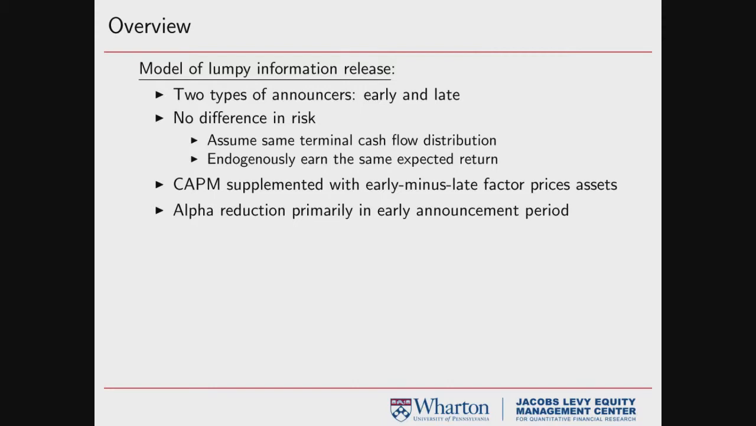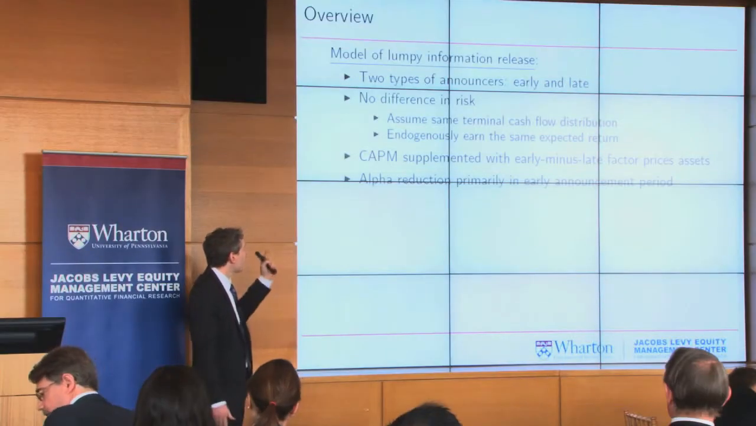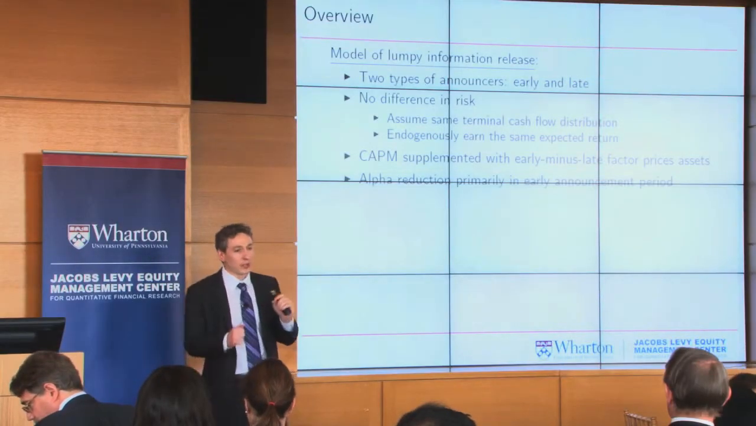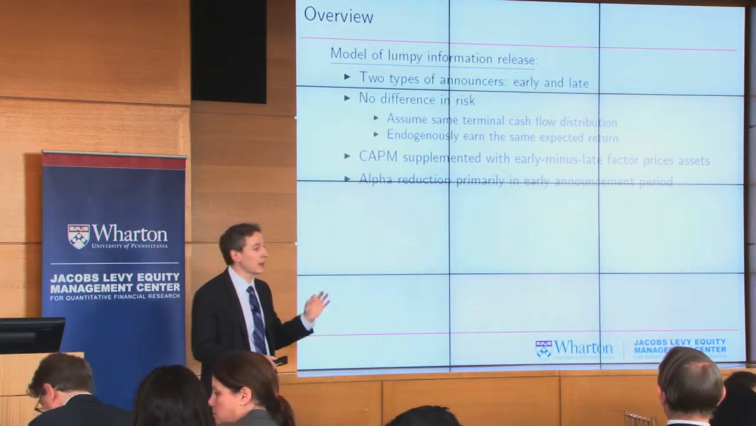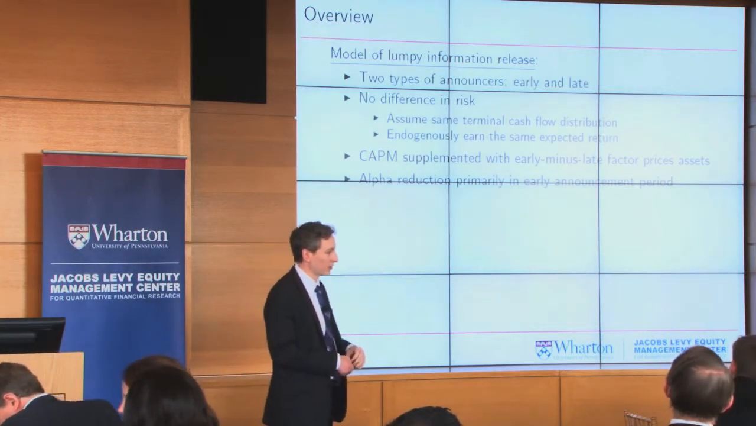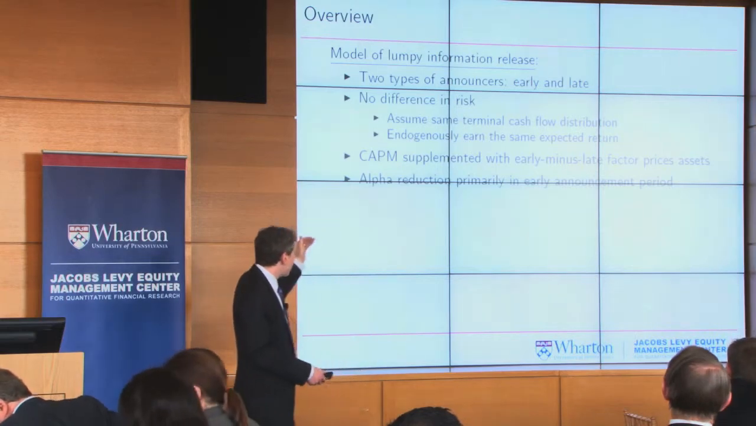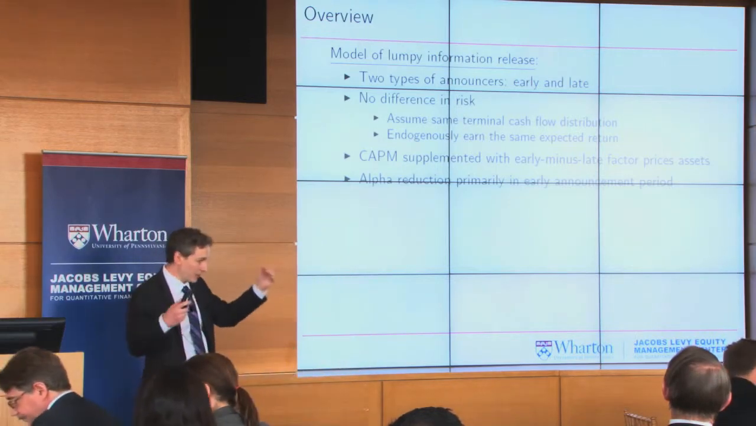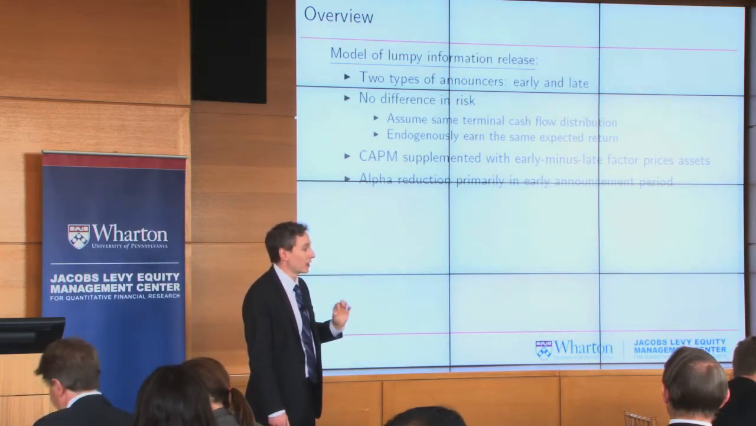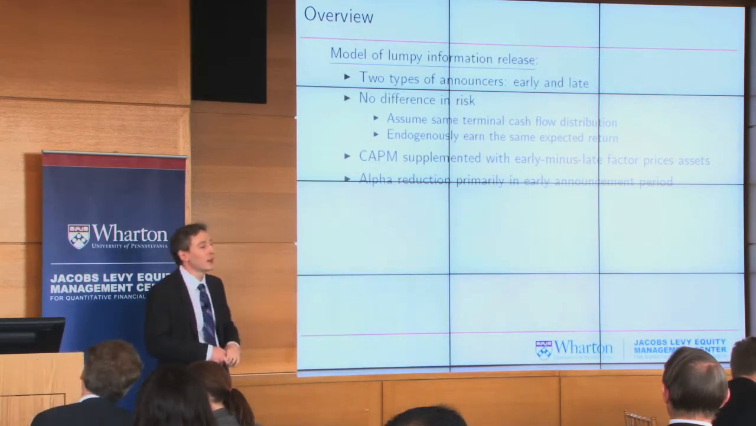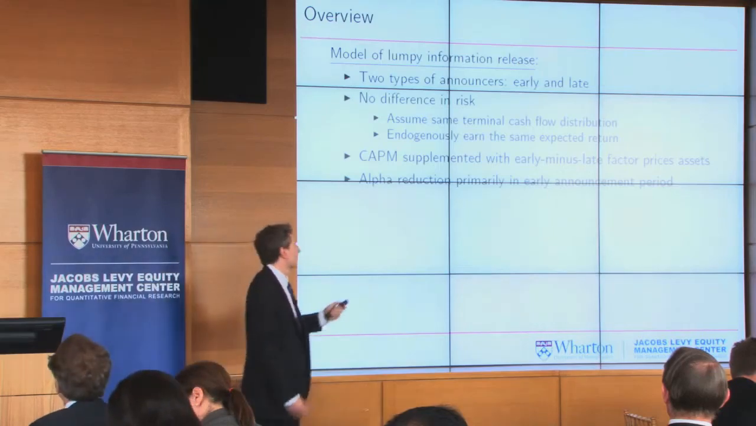To put this in perspective of where we're going with the data, we're going to think about firms that announce their earnings at the beginning of the quarter and firms that announce their earnings at the end of the quarter. In our model, we're going to assume these firms have no difference in risk. By no difference in risk, I mean they're going to have the same terminal cash flow distributions. Because they have the same cash flow distributions, agents are going to demand the same expected returns. So you can get very interesting factor structures even with no risk differences.